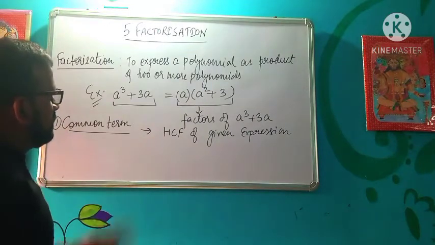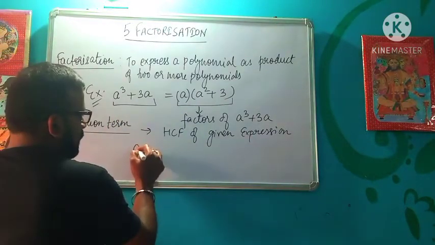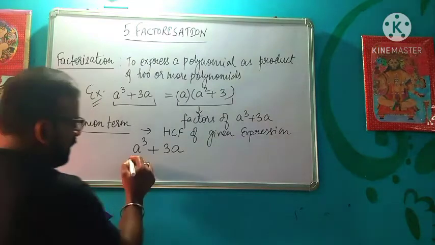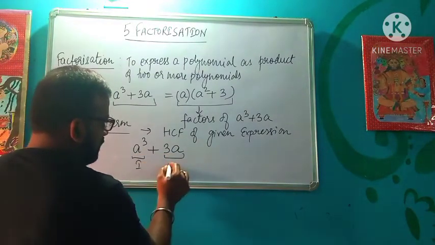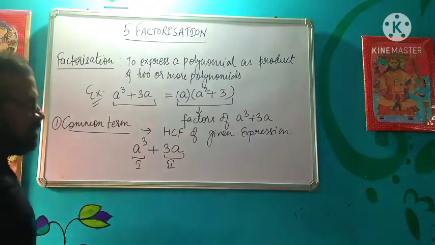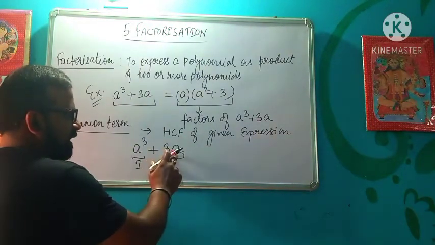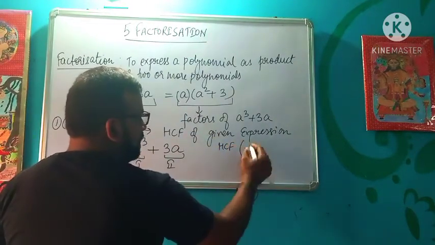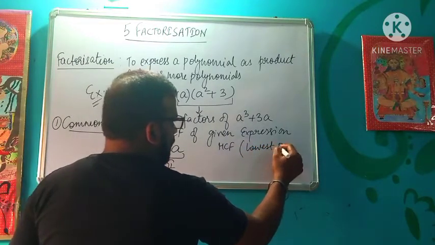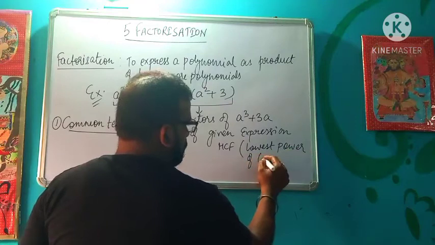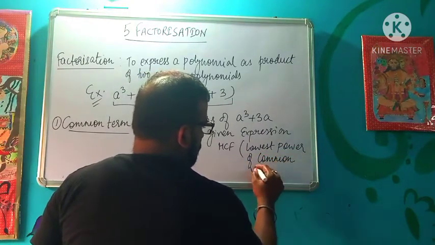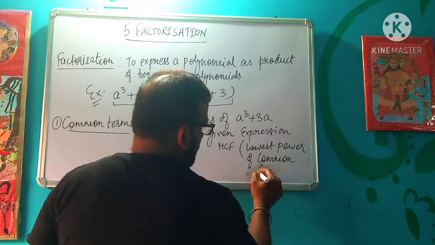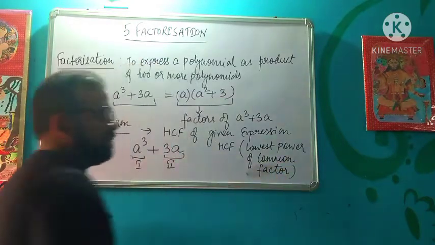Regarding the HCF of, suppose, a cube plus 3a: if you see very carefully, how many terms are there? There are two terms. In these two terms, a is there and here a is there. So how to take the HCF of the polynomials? We will take the lowest power of the common factor.